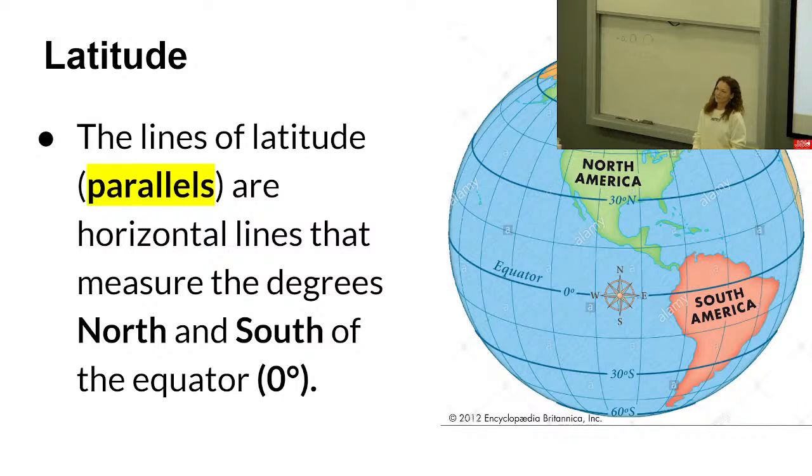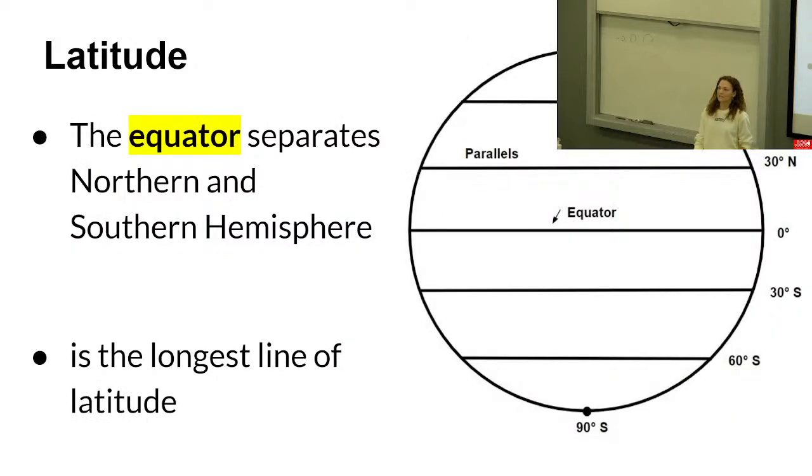And so the most important line of latitude is the equator, that's right in the middle at 0 degrees, and then it goes up to 90 degrees north at the North Pole, and it goes all the way down to 90 degrees south at the South Pole. For latitude, the highest degree it can go to is 90. So 90 is our highest degree of latitude, and the equator is the most important line of latitude.